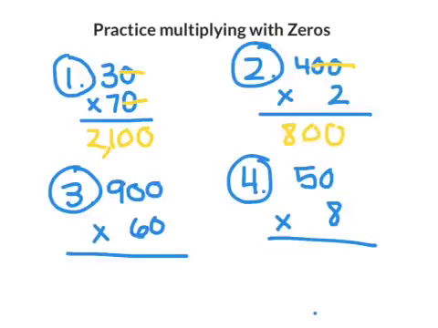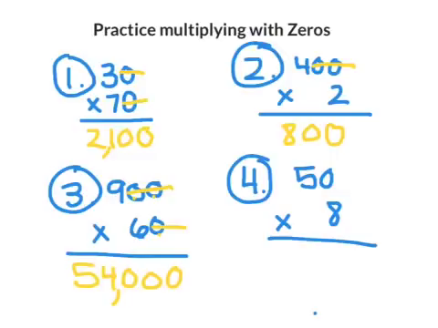So 400 times 2 is 800. Then I'm going to go to my number 3. This one I have 3 zeros. I have 2 here and 1 here. 9 times 6 equals 54. And I have to add 1, 2, 3 zeros back on. 1, 2, 3. So my answer to 900 times 60 is 54,000.